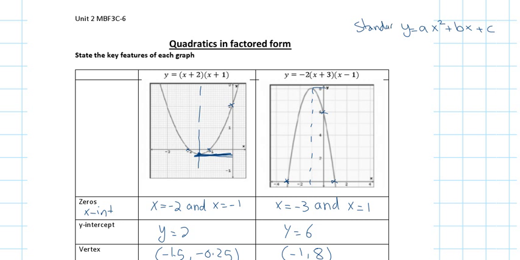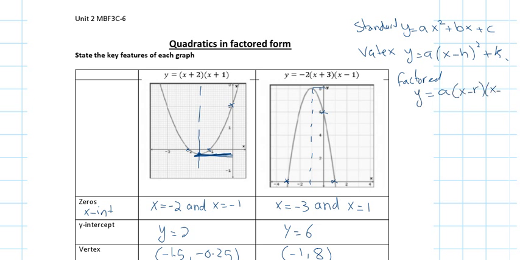We talked about the vertex form in the previous unit, which is y equals a(x minus h) squared plus k. And now we are moving from the standard to the factored form by factoring. And we talked about it being y equals (x minus r)(x minus s). So when you have two things multiplied together in brackets. Okay, so if you look at y equals (x plus 2)(x plus 1) and y equals negative (2x plus 3)(x minus 1), that looks like the factored form. Yes?